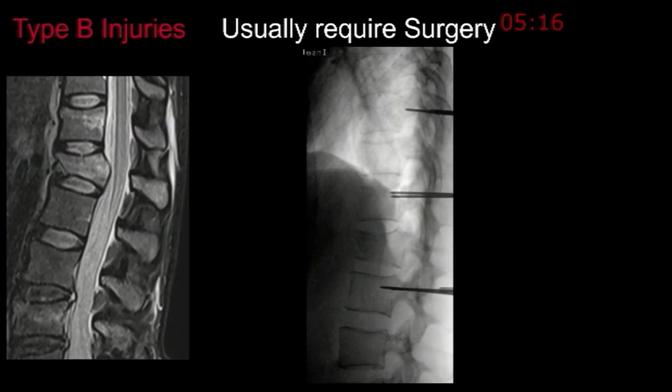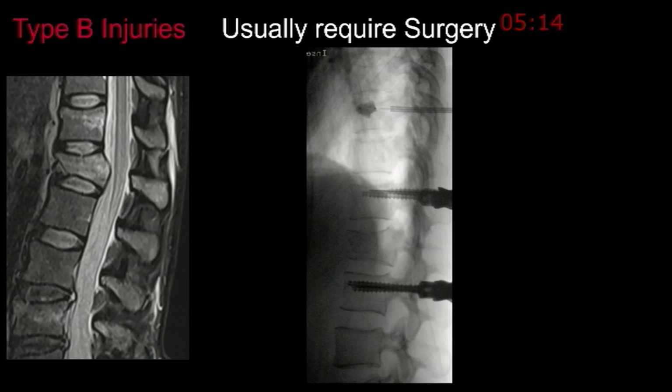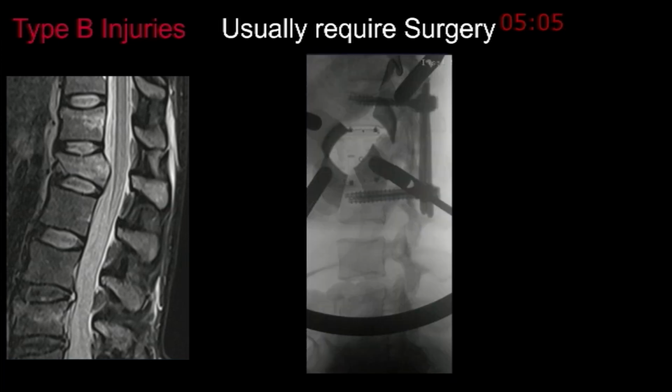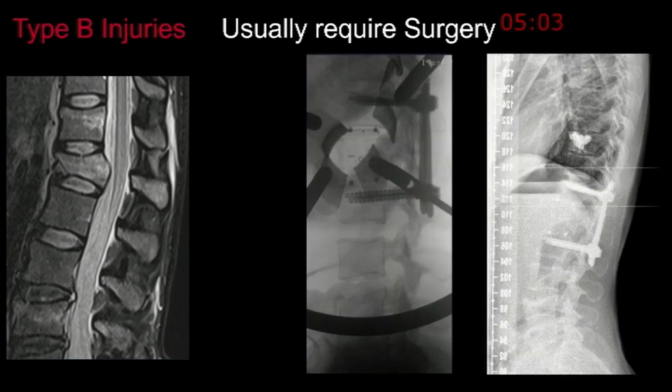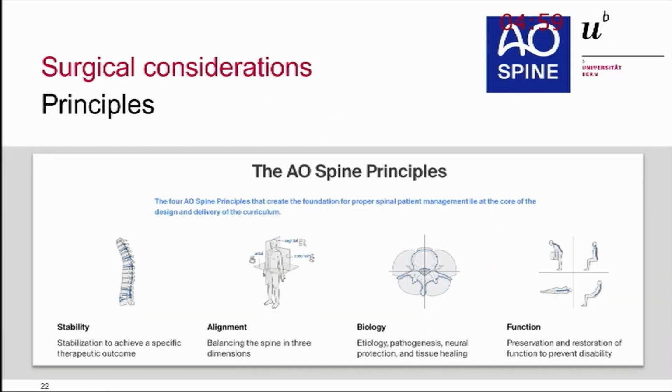What I did was, again, posterior percutaneous surgery, and you can reduce those fractures very nicely with percutaneous monoaxial screws. And then I did the anterior corporectomy. Patient does fine. So why do we do the things we do?